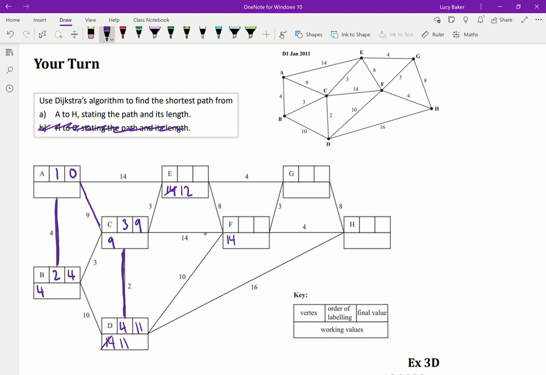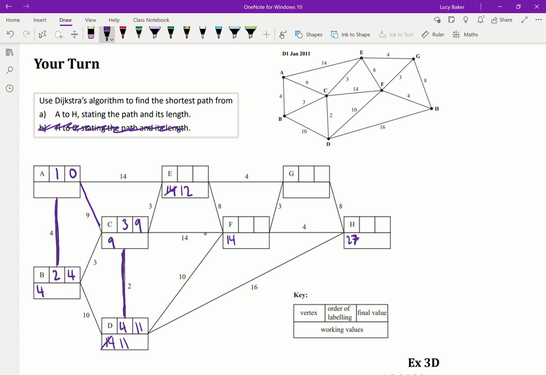Okay, from D, I can get up to F, but the total distance there would be 11 plus 10, so it's not going to be shorter than 14, so I'm not going to bother writing that in. I could also get to H in a distance of 16, which is going to be a total distance of 27 to get to H. There might be a quicker way, so I'm not going to go straight there. I'm going to see where's closest in the usual fashion.